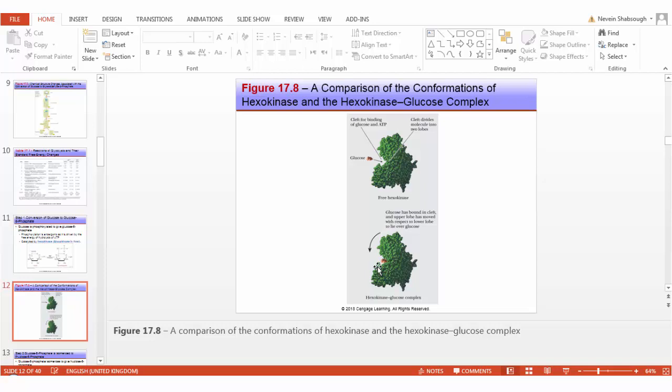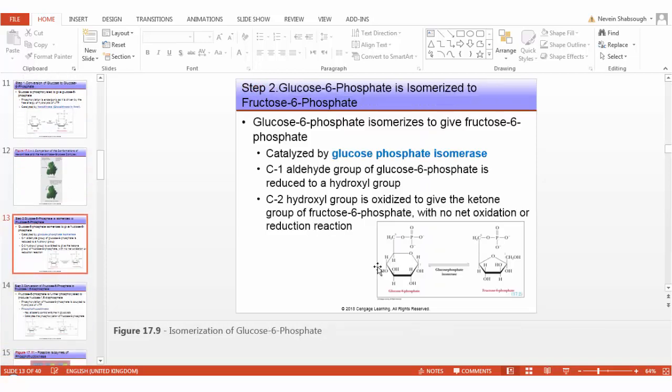In all kinases for which the structure is shown here, a cleft closes when substrate is bound. Now in step 2, glucose 6-phosphate is isomerized to fructose 6-phosphate, by the enzyme called glucose phosphate isomerase. Notice here that carbon 1, the aldehyde group of glucose 6-phosphate, is reduced to the hydroxyl group, and the carbon 2 hydroxyl group is oxidized to give the ketone group of fructose 6-phosphate, with no net oxidation or reduction.